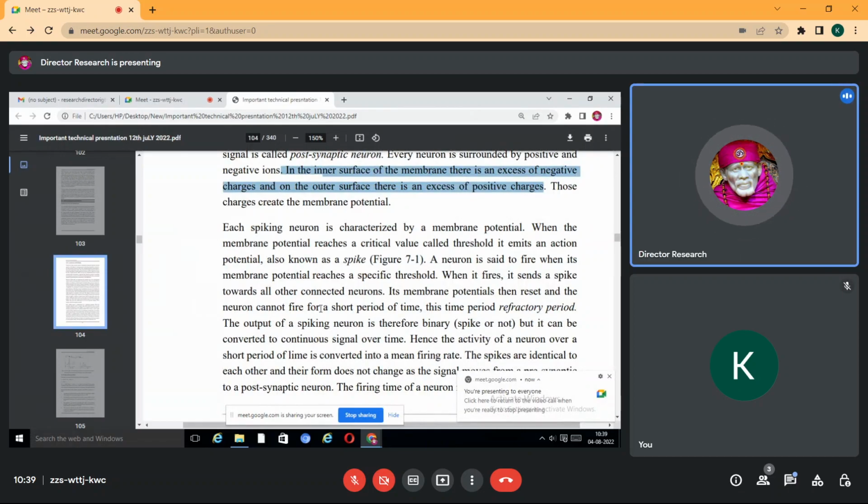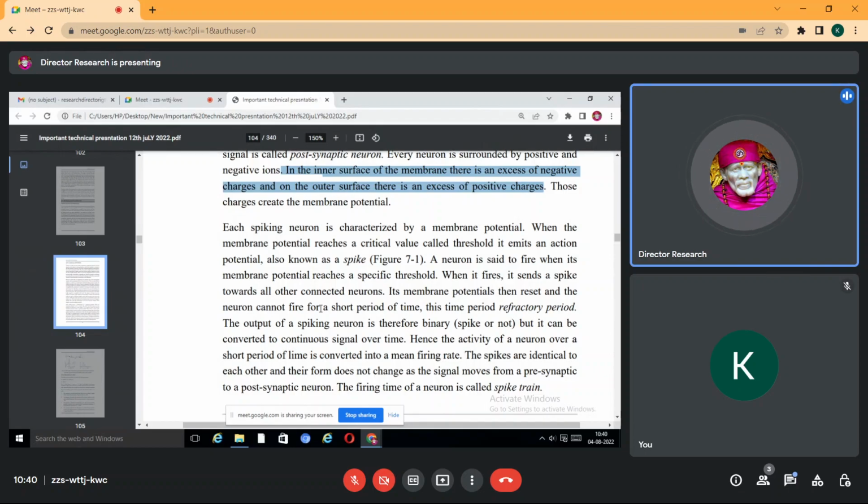Each spiking neuron is characterized by a membrane potential. When the membrane potential reaches a critical value, called the threshold, it emits an action potential known as a spike. A neuron is said to fire when its membrane potential reaches a specified threshold. When it fires, it sends a spike towards all other connected neurons. Its membrane potential is then reset and the neuron cannot fire for a short period of time.